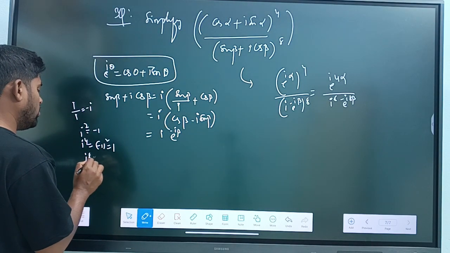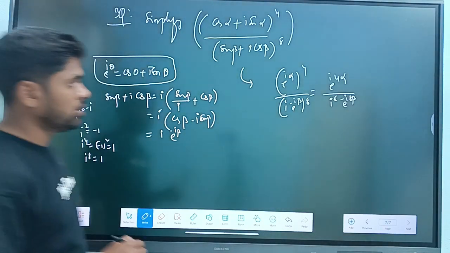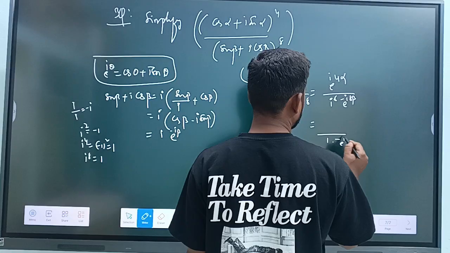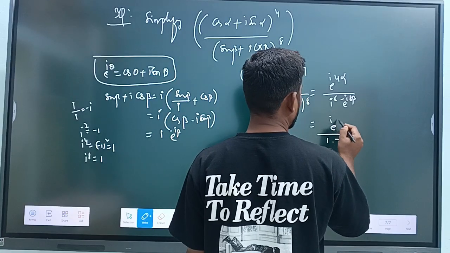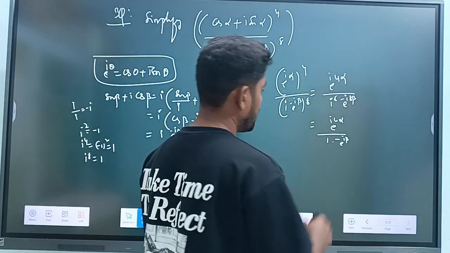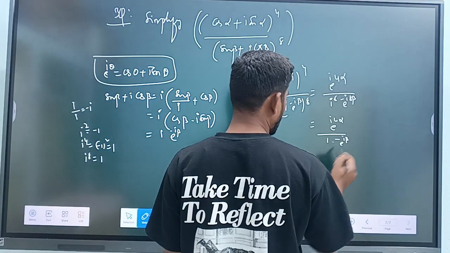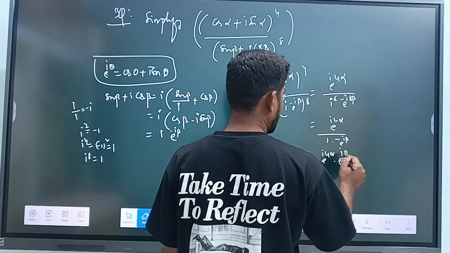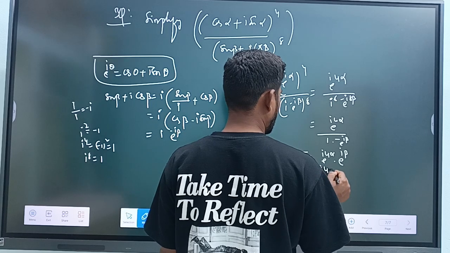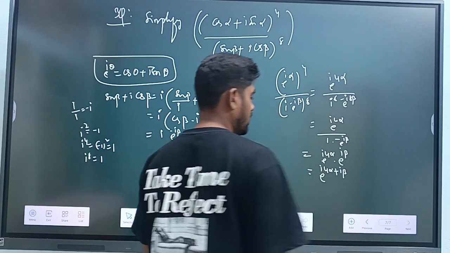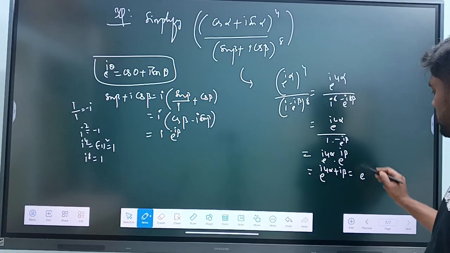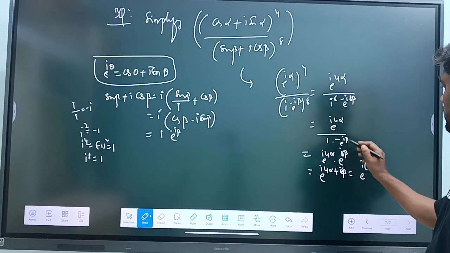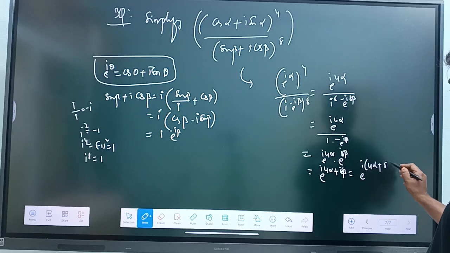So iota power 8 value also becomes 1. So this thing is what? Denominator is 1 into e power minus I beta, e to the power I 4 alpha. So simplifying, e power I 4 alpha into e power I beta, e power I 4 alpha plus I beta. Done. But I as common, 4 alpha plus 8 beta. 8 beta.